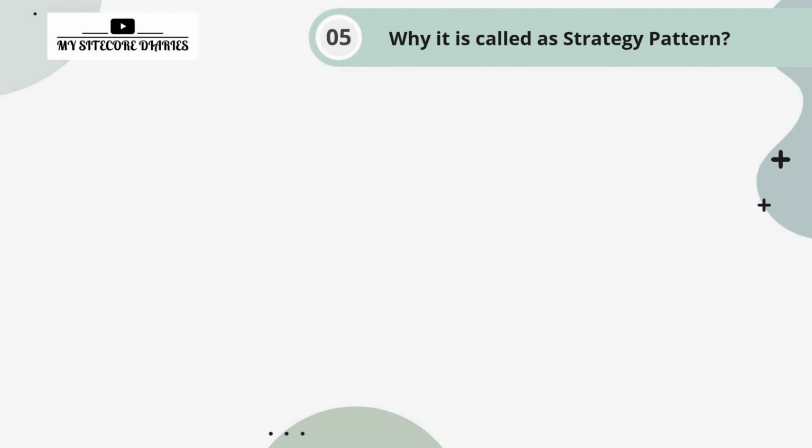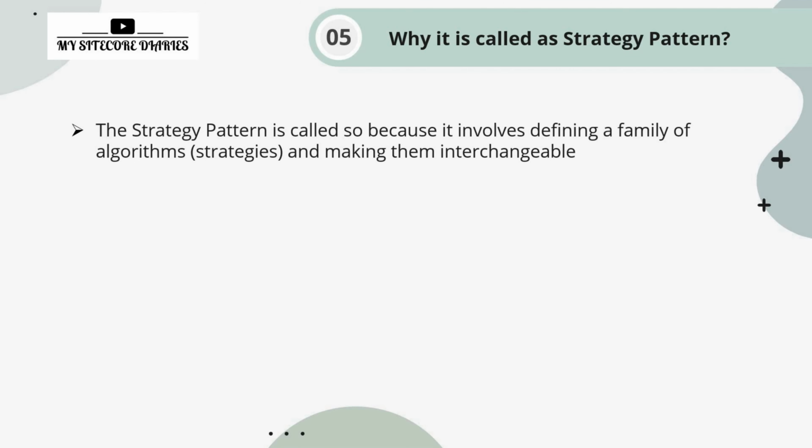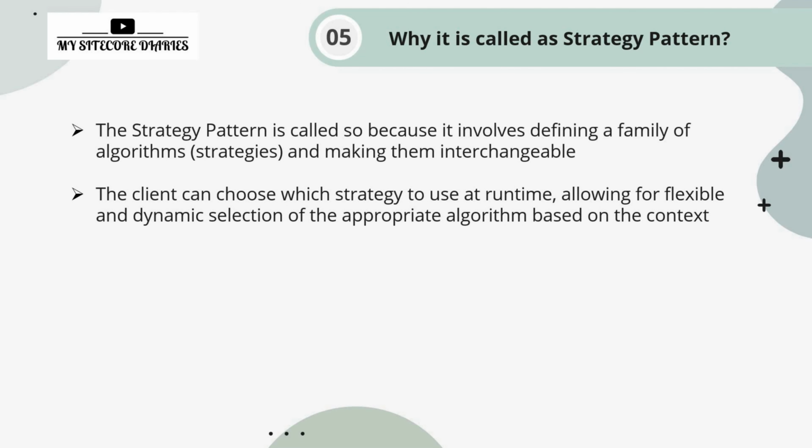Now if you move to the last part, that is why it is called the strategy pattern. A strategy pattern is called so because it involves defining a family of algorithms and making them interchangeable. So you define the strategies initially, and then you select those strategies. That's why it is called the strategy pattern. The client can choose which strategy to use at runtime, allowing for a flexible and dynamic selection of the appropriate algorithm based on the context. So the client can choose which strategy they want to utilize, and depending on that the result will come. So that's the reason it is called the strategy pattern.